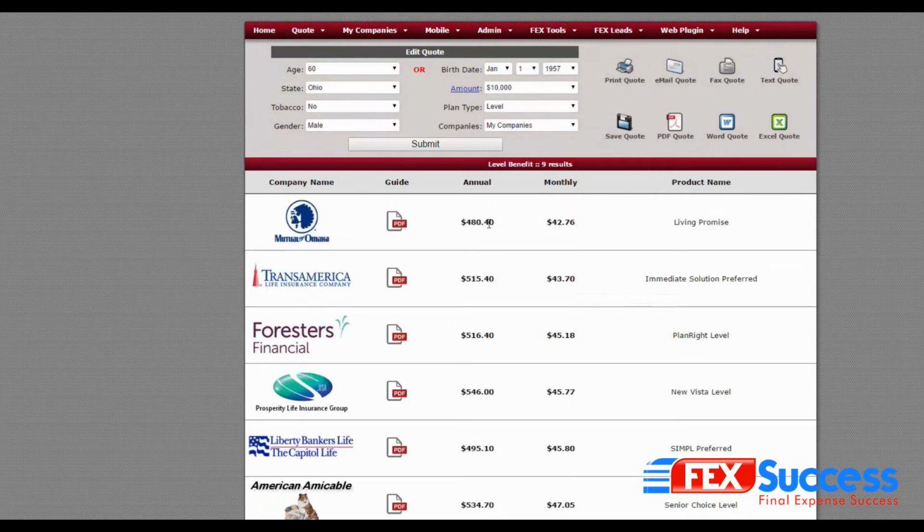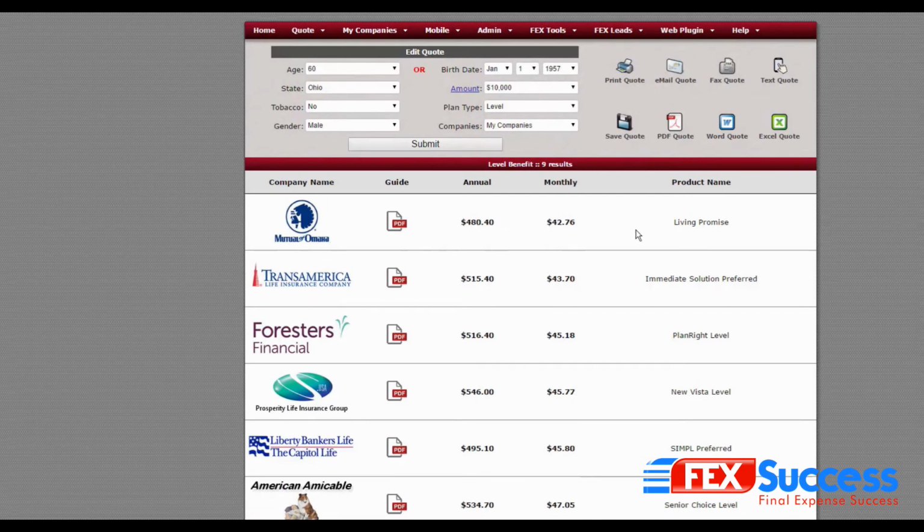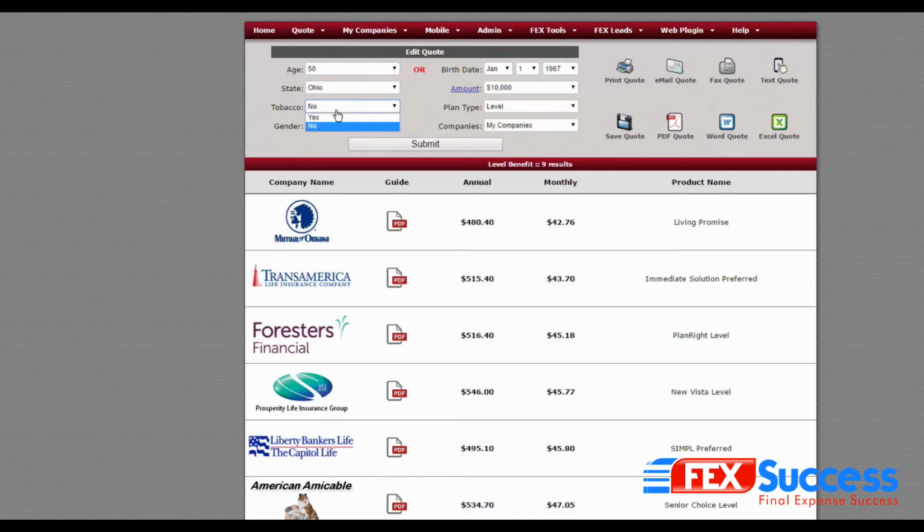And what this is going to do, it's going to list them out in order of lowest premium down to the bottom where the highest premium is. And you can just take a look here, and it's going to quote out all of the carriers. So maybe you want to change the age on this, and you want to run a different quote. Maybe you thought that that was the right, whatever. So you can change the age. You can change whether or not they use tobacco or not. You can change their gender. You can change the quote amount.